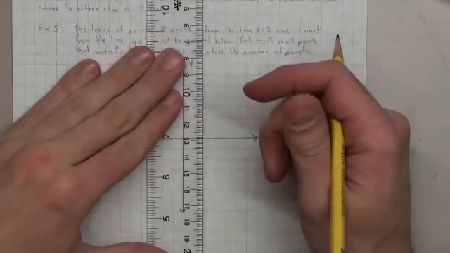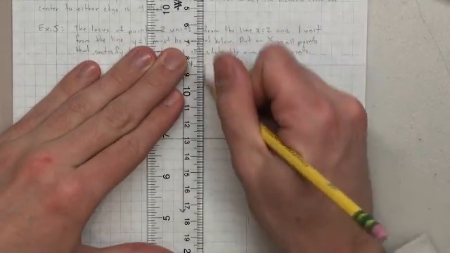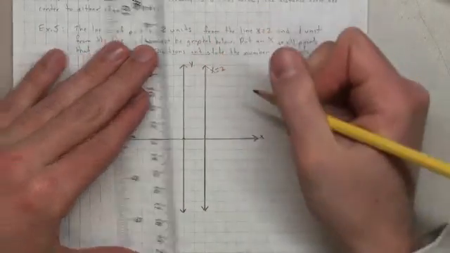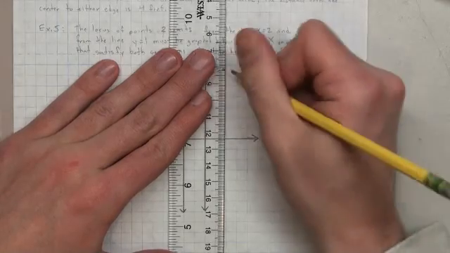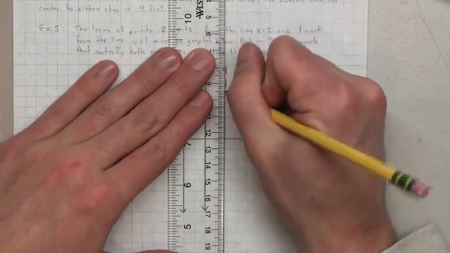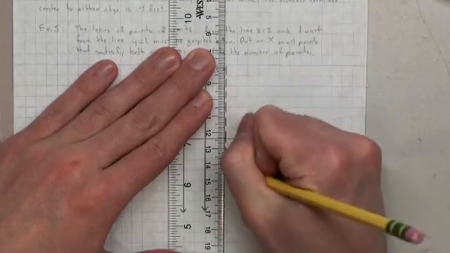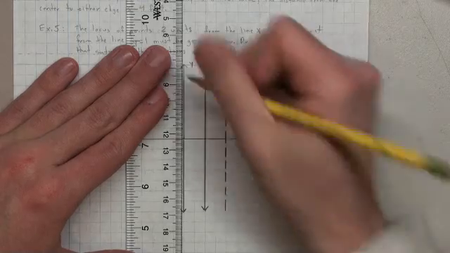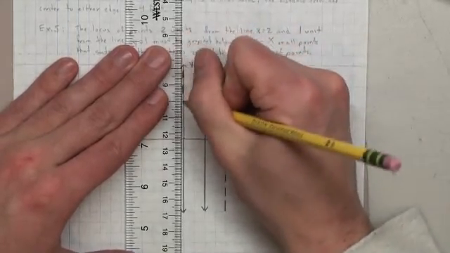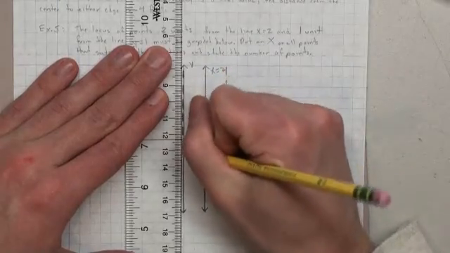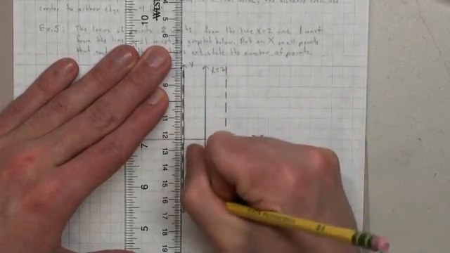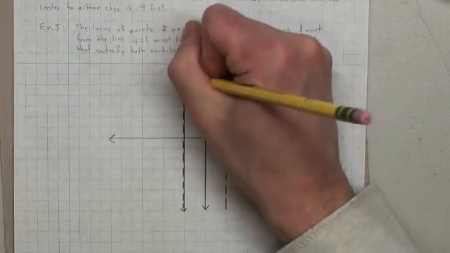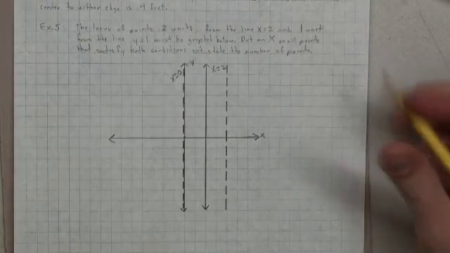So 2 units from the line x equals 2. So first let's draw the line x equals 2. That's this line. Now let's put the locus of points 2 units away. So that would be 2 units to the right, and 2 units to the left, which would land right on top of the y-axis, and that's the line x equals 0. The y-axis is the line x equals 0.